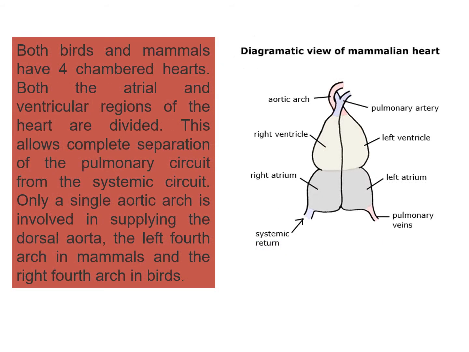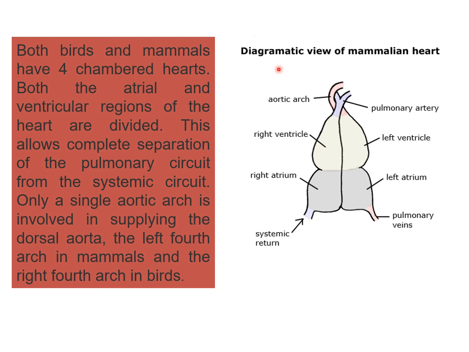Both birds and mammals have four-chambered hearts. Both the atrial and ventricular regions of the heart are divided. This allows complete separation of the pulmonary circuit from the systemic circuit. Only a single aortic arc is involved in supplying the dorsal aorta: the left fourth arc in mammals and the right fourth arc in birds.